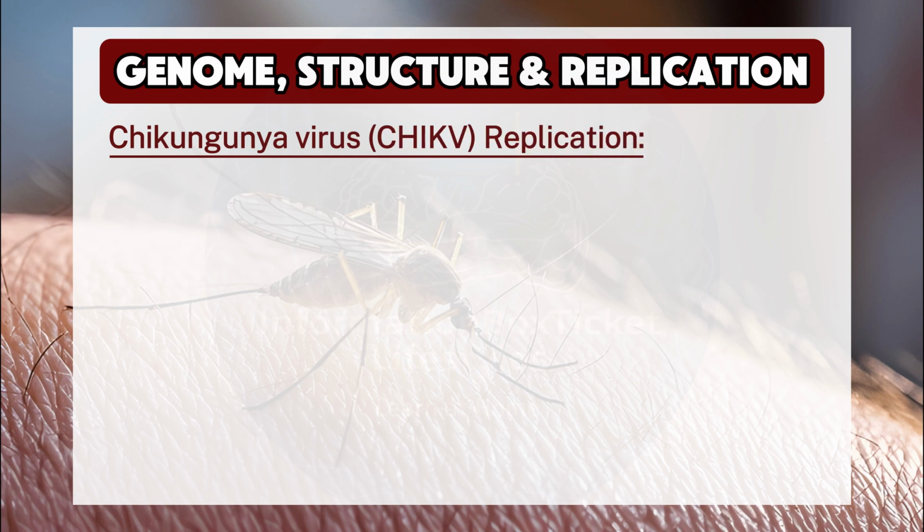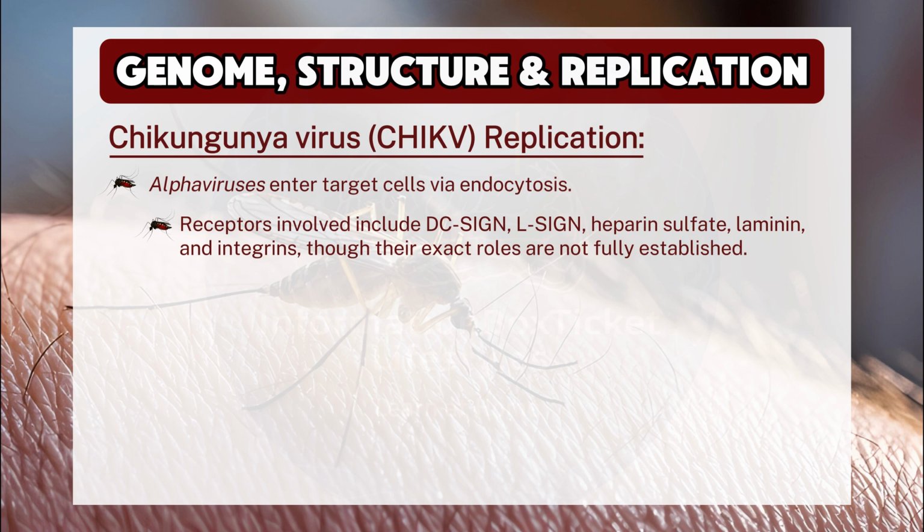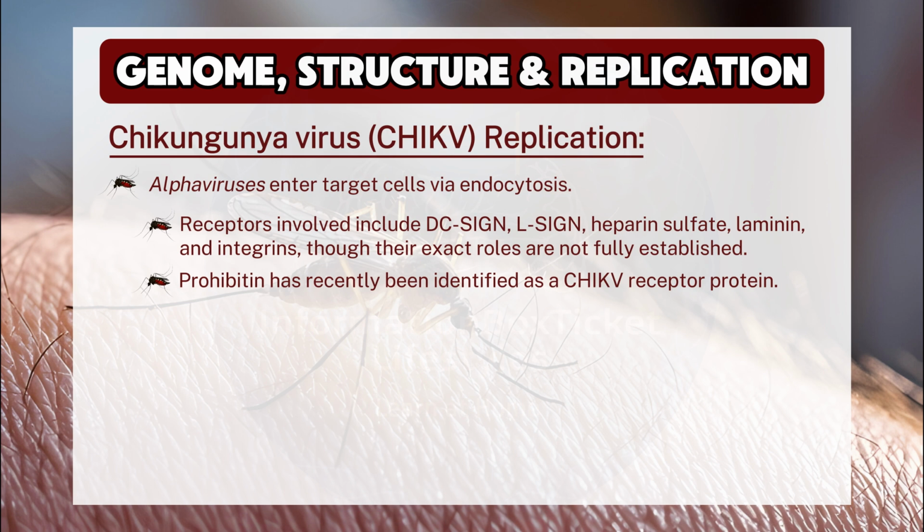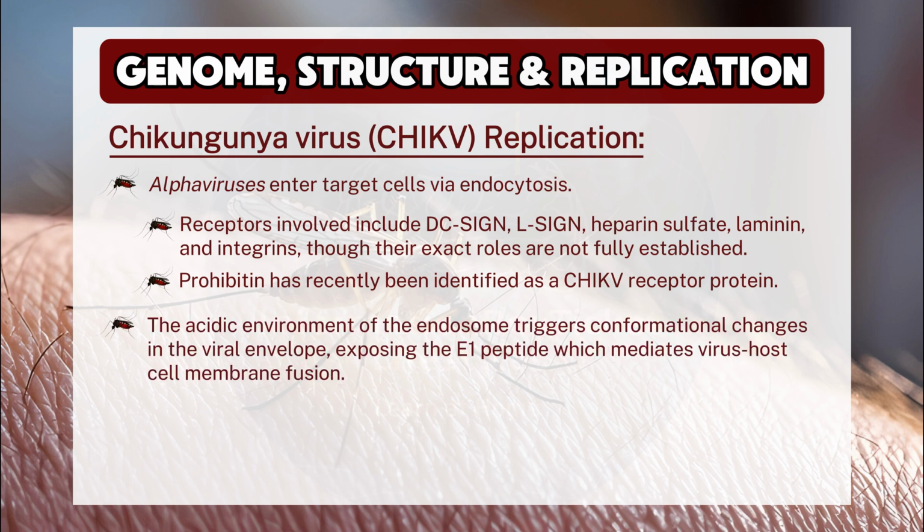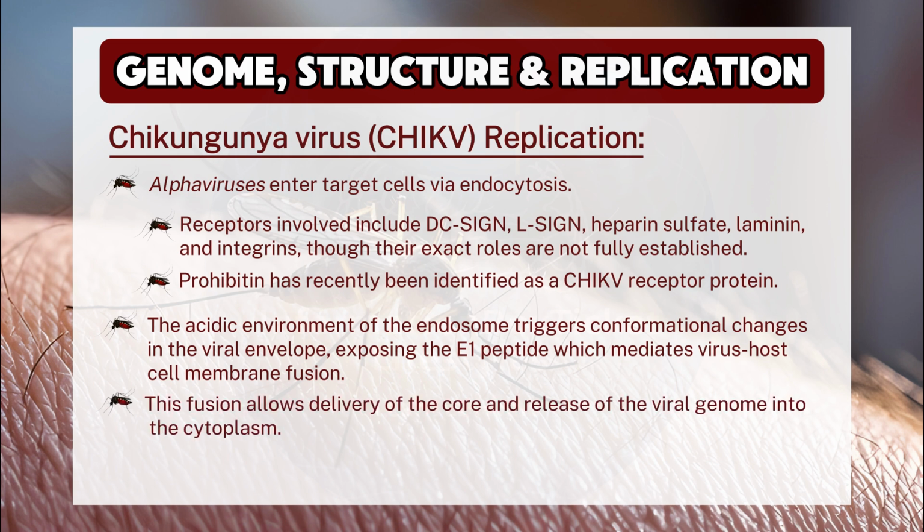Chikungunya virus, CHIKV, replication. Alphaviruses enter target cells via endocytosis. Receptors involved include DC-SIGN, L-SIGN, heparan sulfate, laminin, and integrins, though their exact roles are not fully established. Prohibitin has recently been identified as a CHIKV receptor protein. The acidic environment of the endosome triggers conformational changes in the viral envelope, exposing the E1 peptide, which mediates virus-host cell membrane fusion. This fusion allows delivery of the core and release of the viral genome into the cytoplasm.